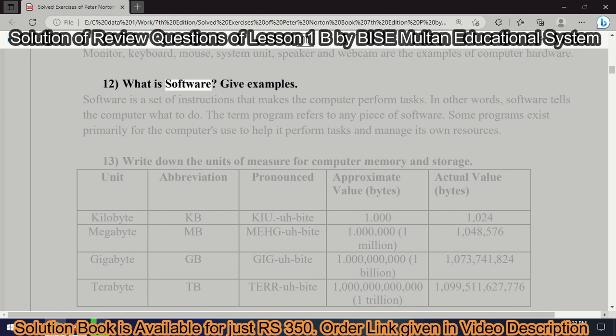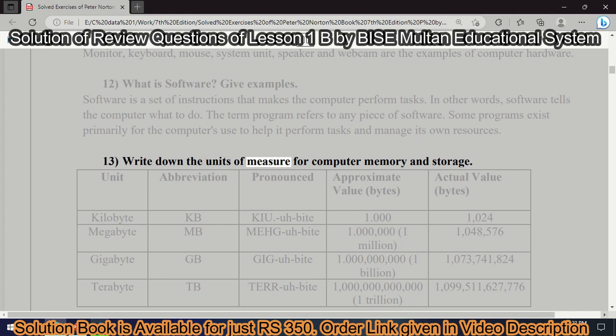12. What is software? Give examples. Software is a set of instructions that makes the computer perform tasks. In other words, software tells the computer what to do. The term program refers to any piece of software. Some programs exist primarily for the computer's use to help it perform tasks and manage its own resources.